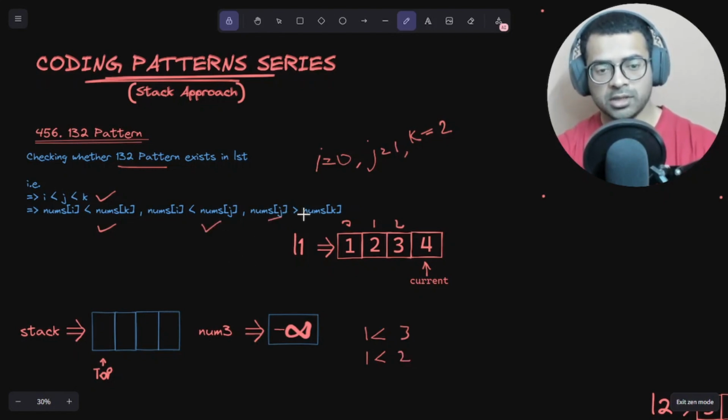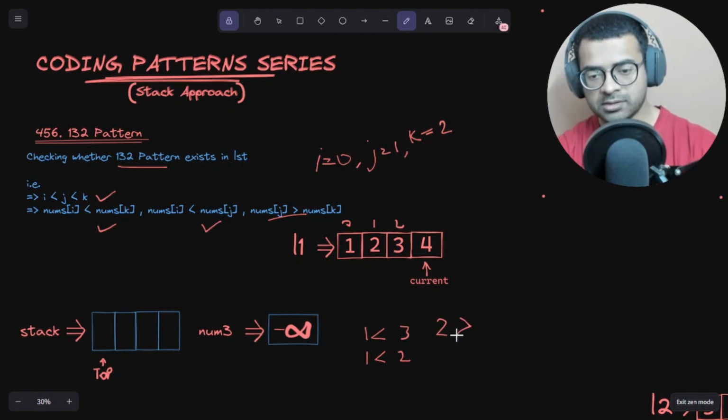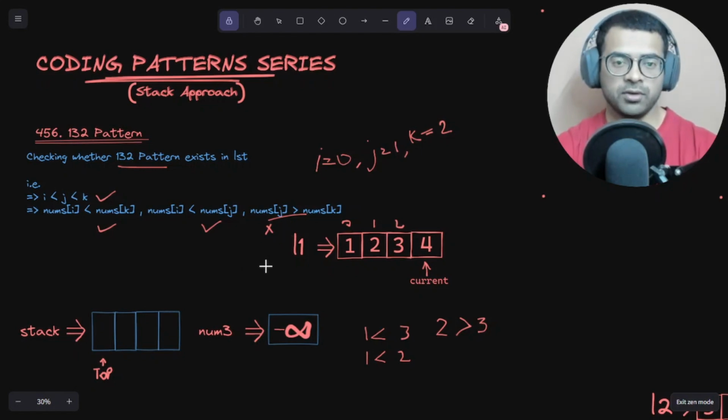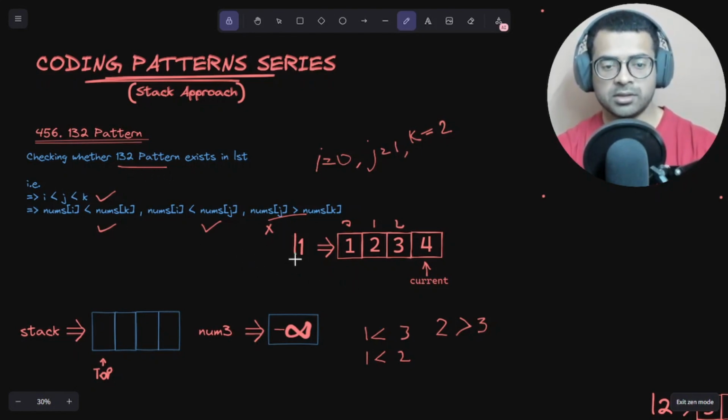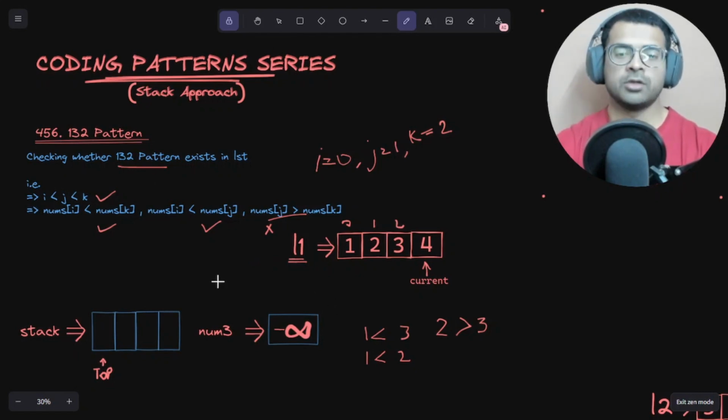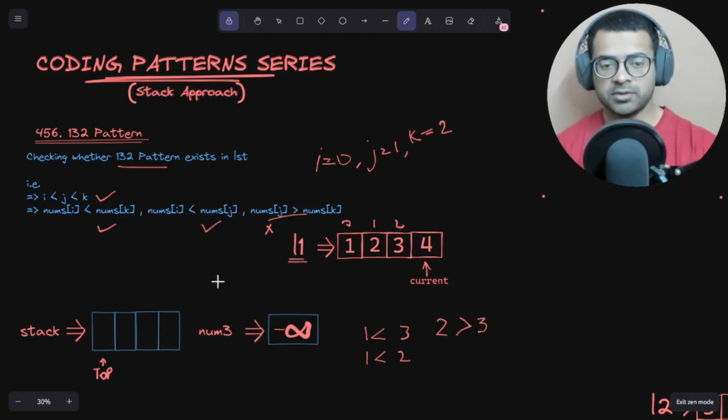Now this one says nums[j] should be greater than nums[k]. We have set j equals 1 and k equals 2, so it means the value at j should be greater than the value at k. So my question to you is, is this right or wrong? Wrong, because 2 is less than 3, not greater than 3. So this condition is not getting fulfilled, and that's why the 132 pattern does not exist in our list.